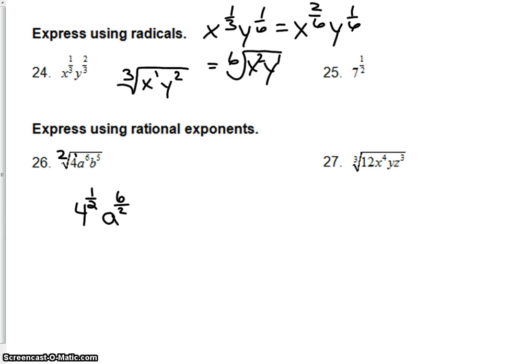Numerator over root, or power over root. 5 over 2, and then simplify it down anywhere we can. Now, like I said, there's your square root. 6 divided by 2, and leave them as a fraction.